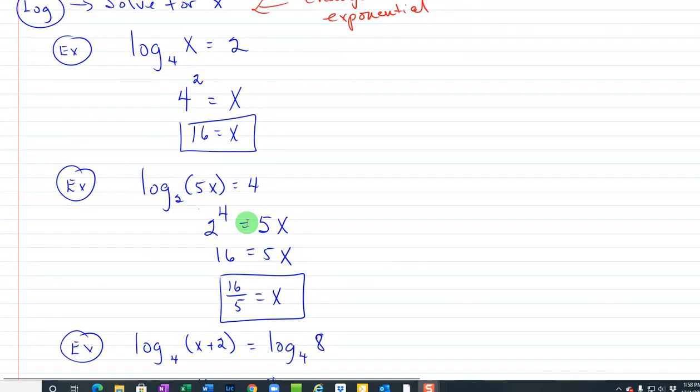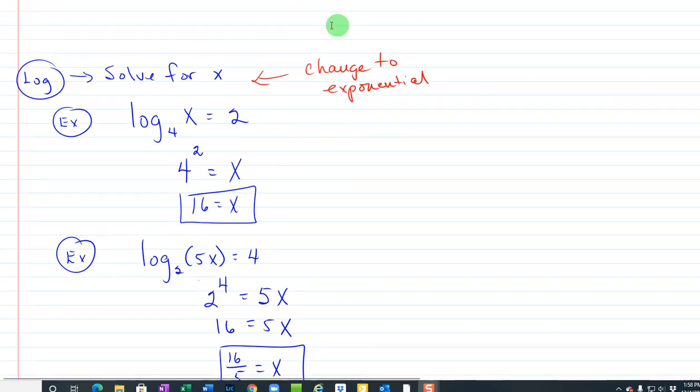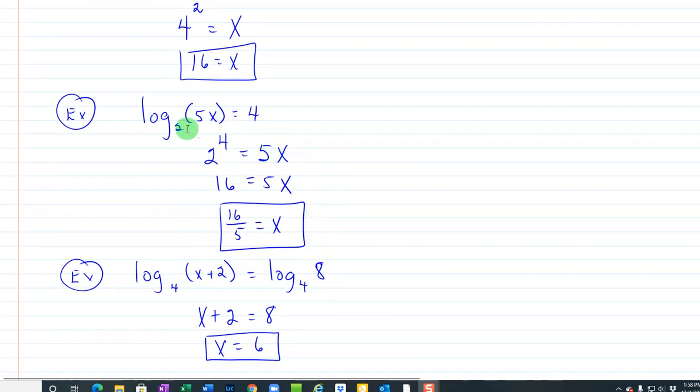So log base 4 of x equals 2. We're going to switch to exponential. Remember, that's our strategy. Here's your base, here's your exponent. 4 squared equals x. 16 equals x, so you have solved. Same thing here. Base is 2, exponent's 4. 2 to the 4th equals 5x. 16 is 5x. Divide by your 5, so 16 over 5 is equal to x.